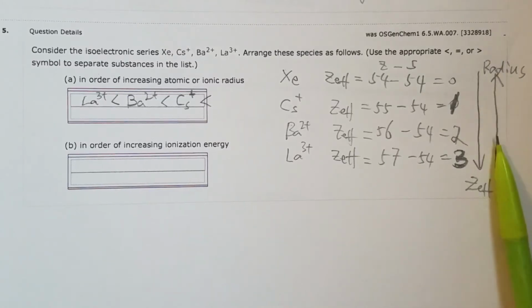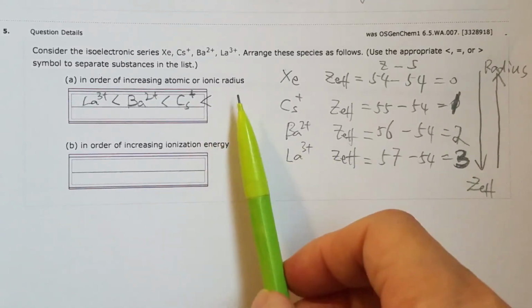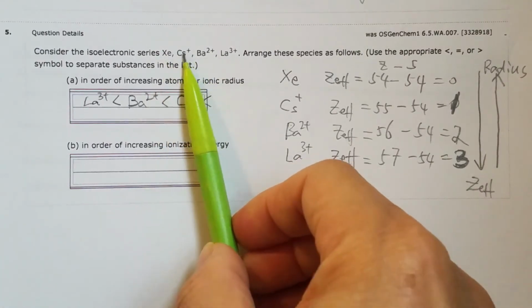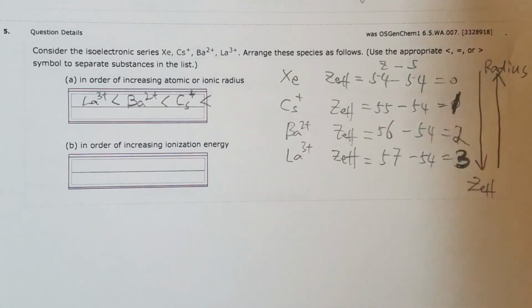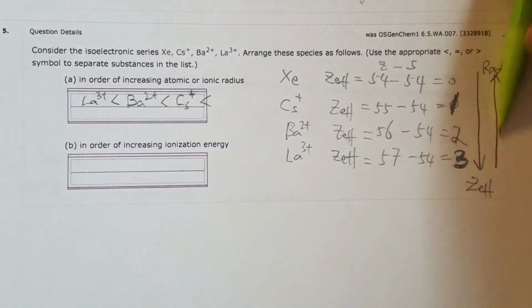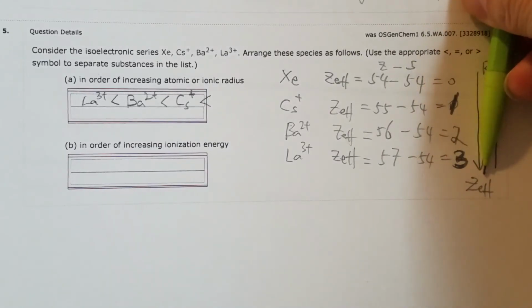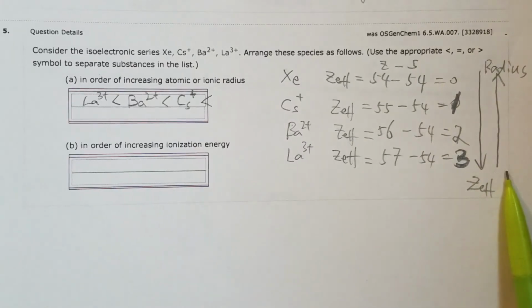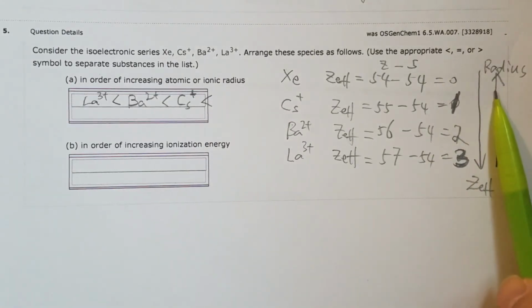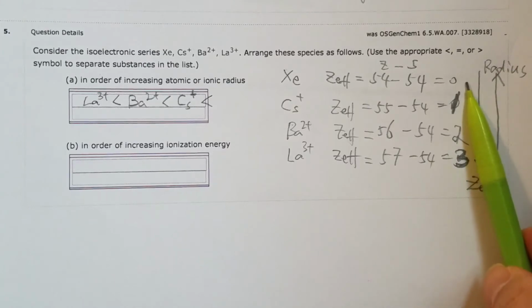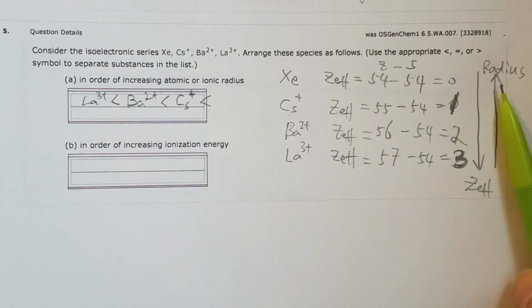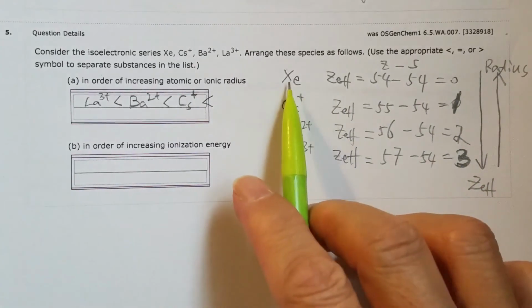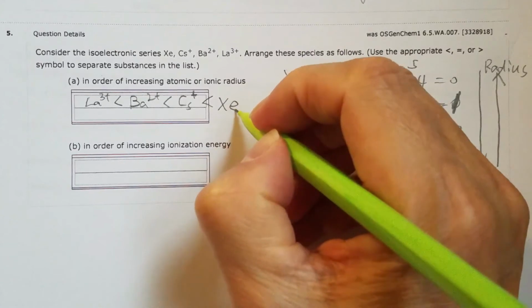And that would result in the radii of the atoms or ions decreasing with increasing Z effective. In other words, the size should increase this way. The smaller the Z effective, the larger the size. So therefore, xenon should be the largest one.